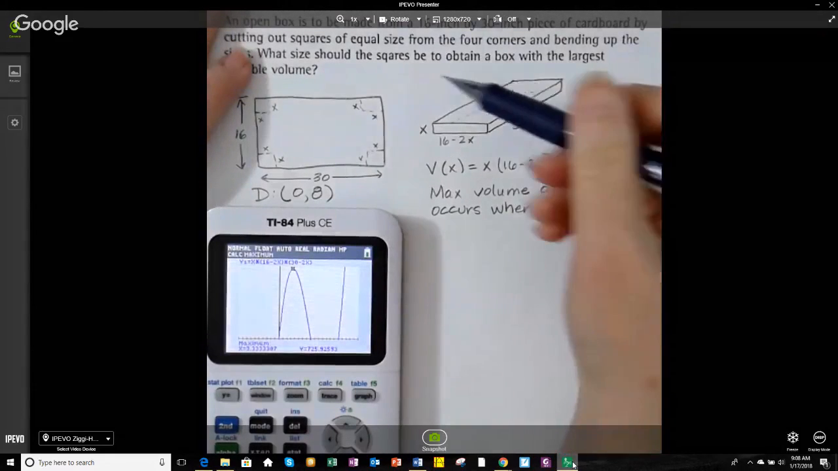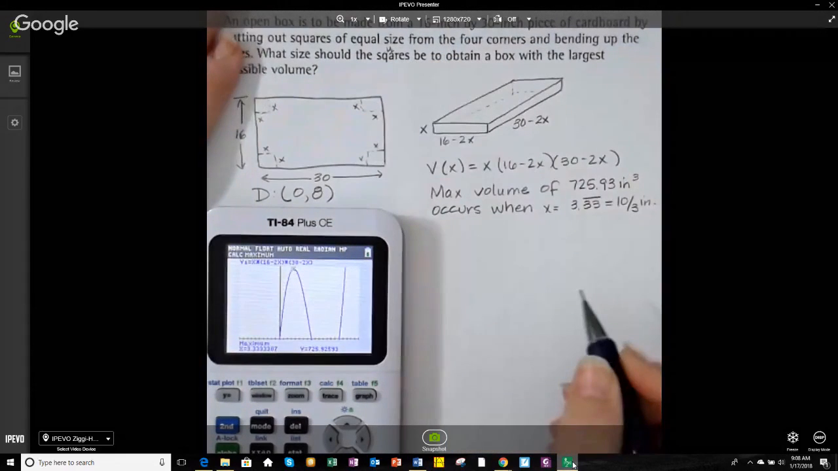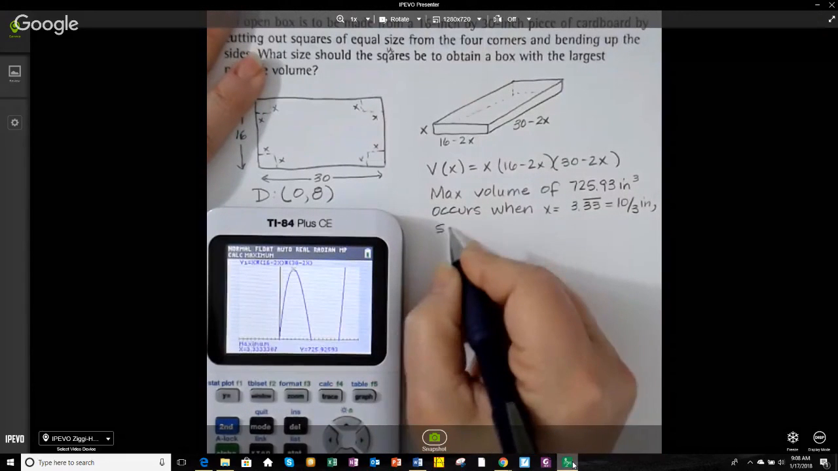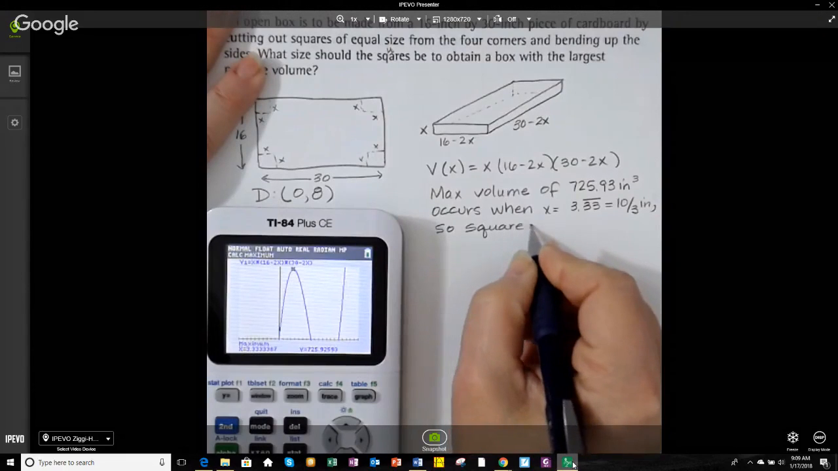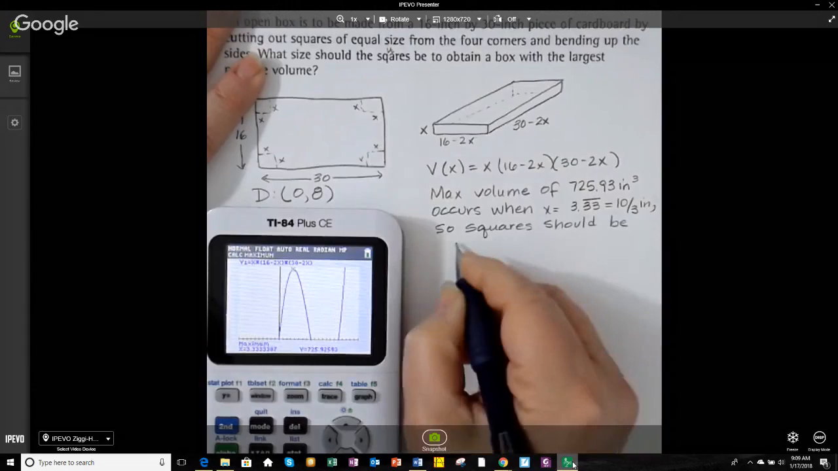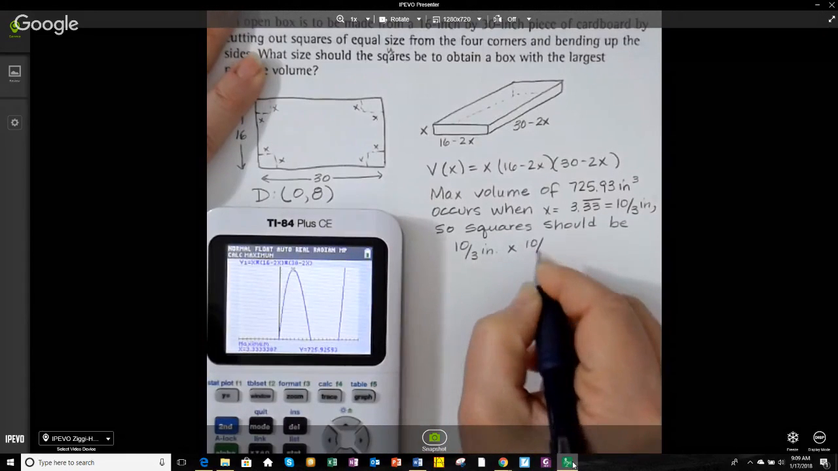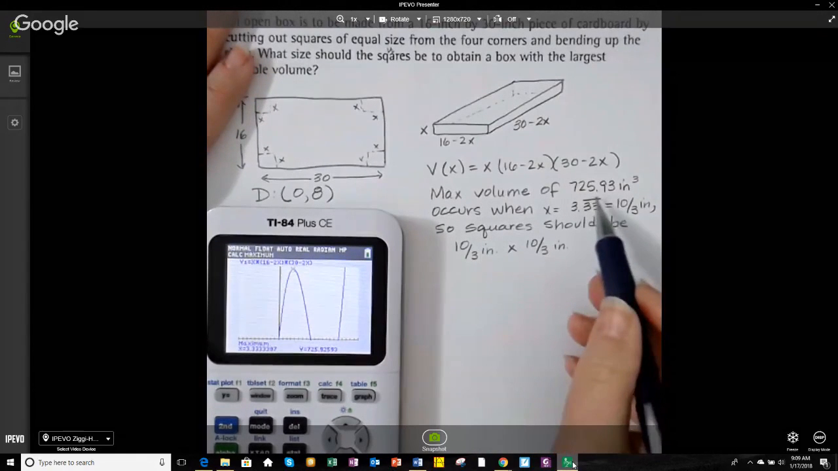All right, so this says what size should the squares be? And of course I can't spell squares, but I are an engineer. So we're going to say, so squares should be 10/3 inches by 10/3 inches to be creating a box of maximum volume.